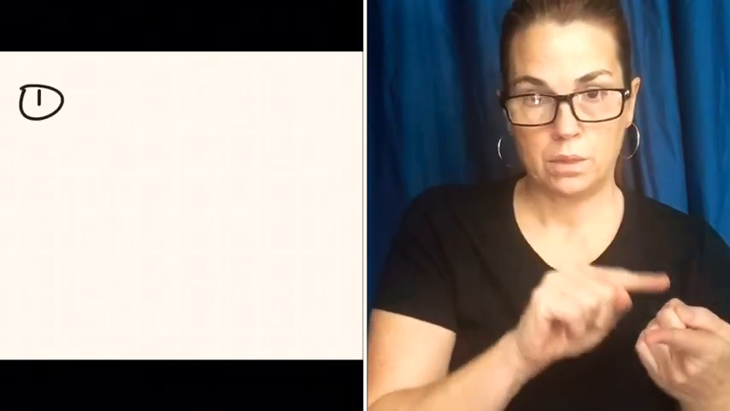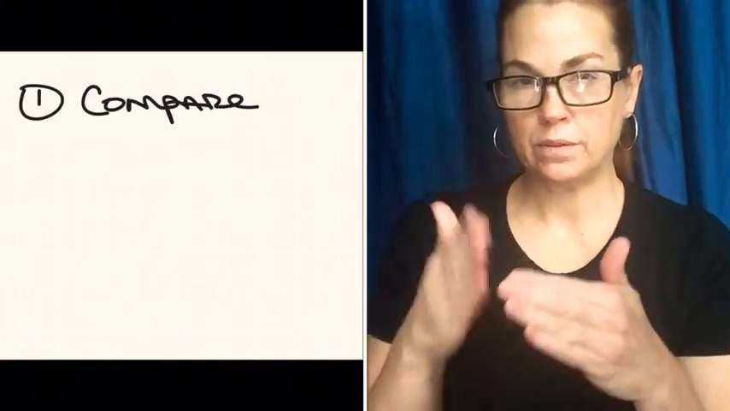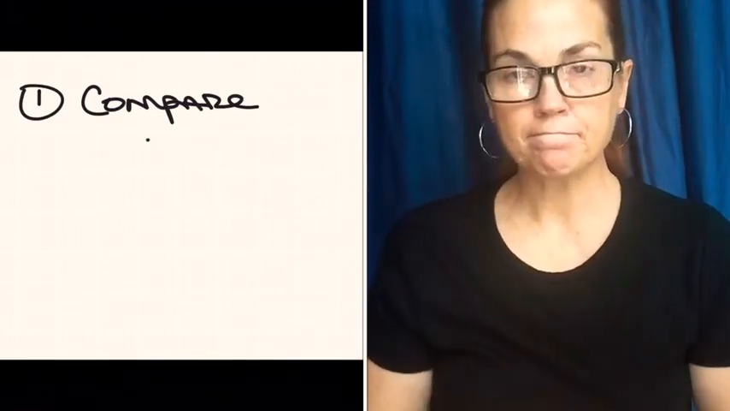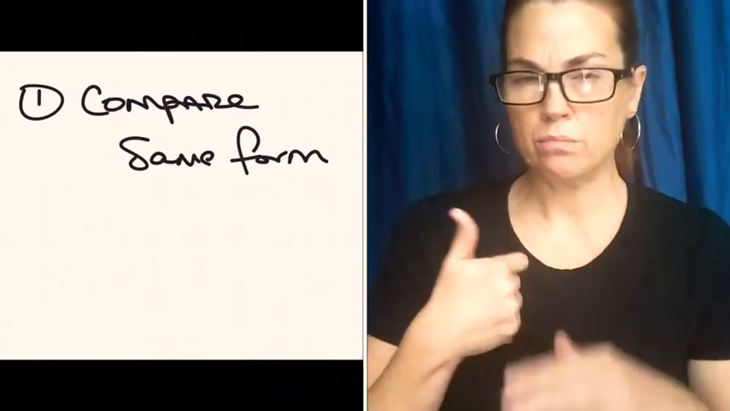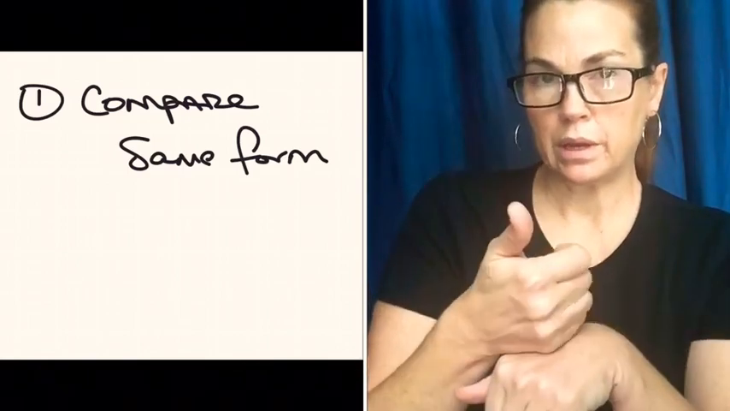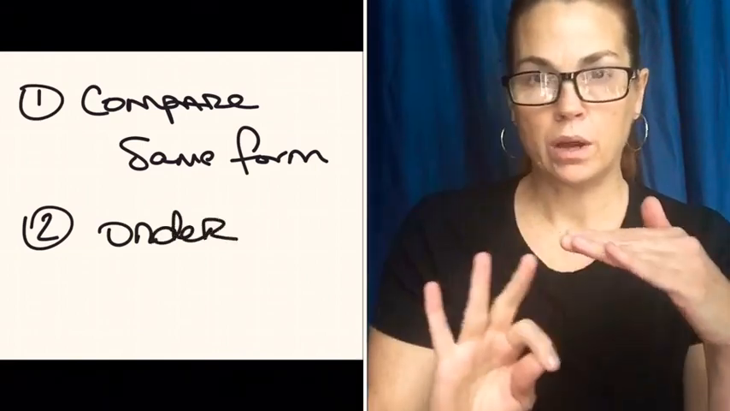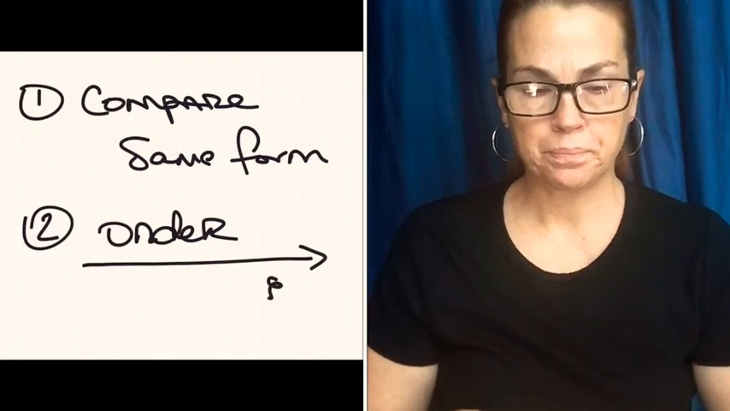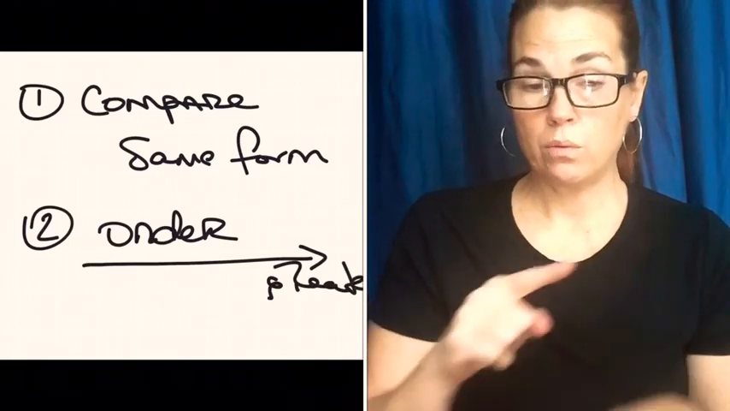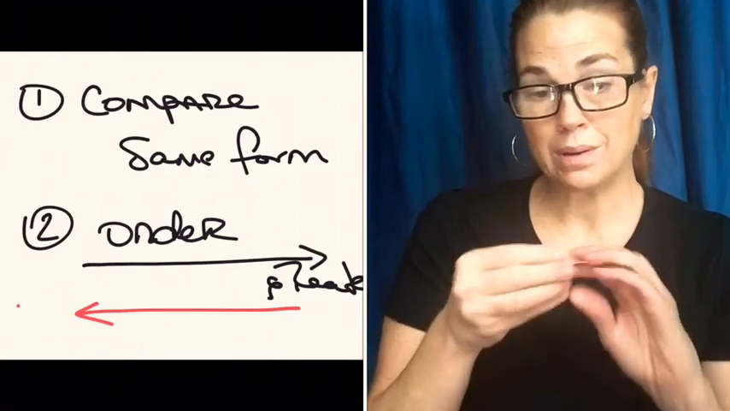Now let's wrap up today's lesson. When comparing rational numbers, I suggest writing them in the same form. Whether you choose fractions or decimals is up to you. And then when ordering them, simply remember that as you move to the right, you get greater. And as you move to the left, you get less.